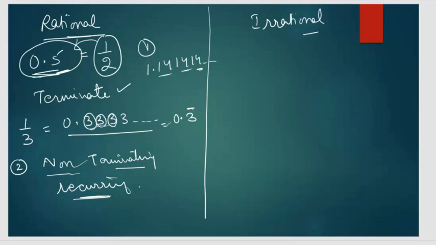Now let's talk about the irrational numbers. Irrational number, a very clear definition, is that the number should always be non-terminating and non-recurring.